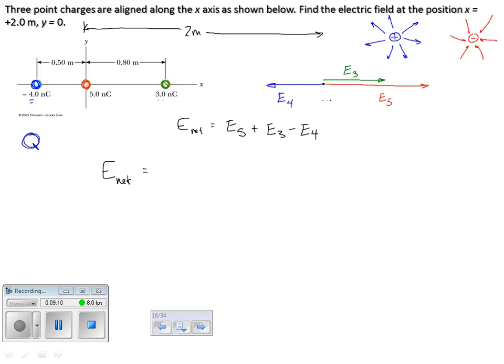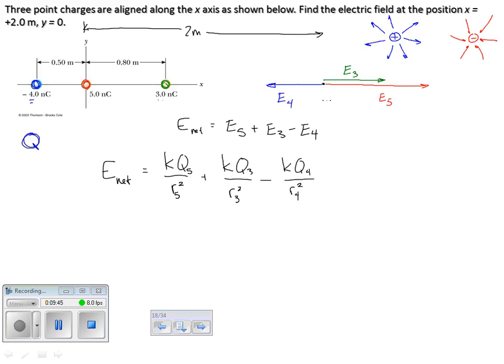Well, again, these are charges that make fields, right? We know the charge, and we know how far away we are from it, right? So the equation that connects electric field strength to those things is K, big Q, over R squared. Okay, so for E5, I'll use Q5 and the distance from 5. Here I'll do K, Q3 and the distance from charge 3 minus K times Q4 and the distance R4.